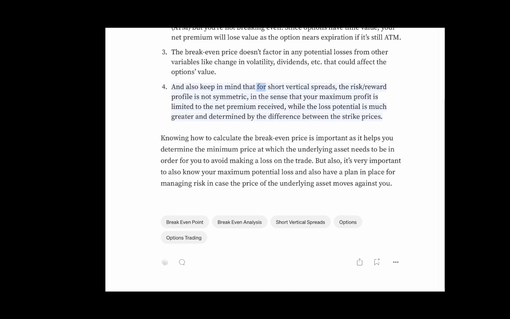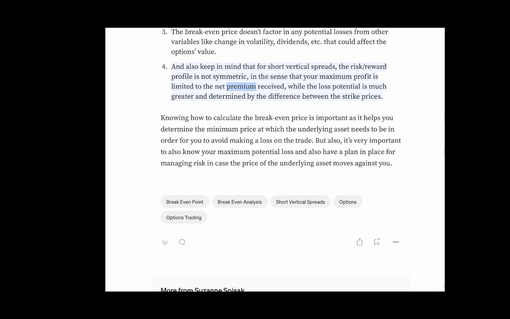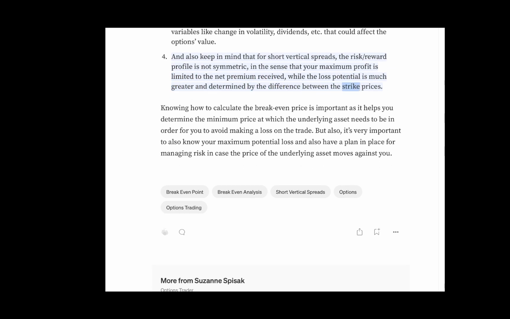And also keep in mind that for short vertical spreads, the risk/reward profile is not symmetric, in the sense that your maximum profit is limited to the net premium received, while the loss potential is much greater and determined by the difference between the strike prices.